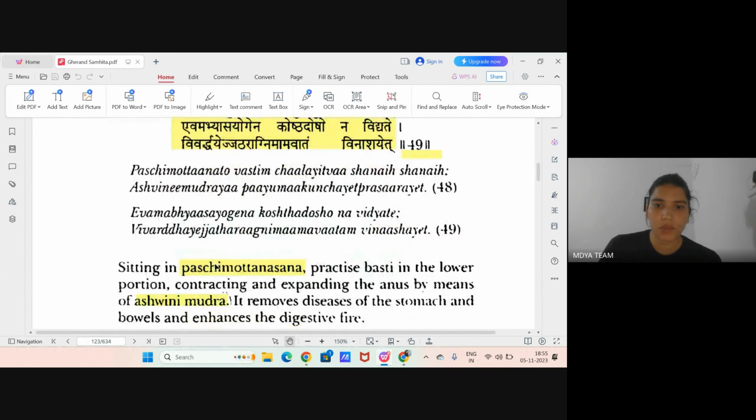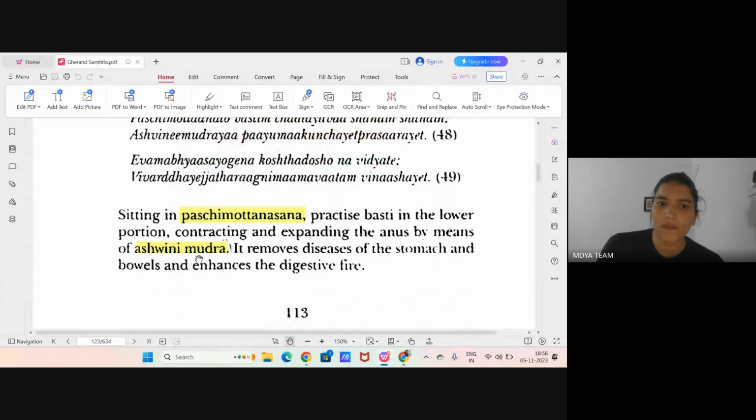So you have to sit in Paschimottanasana. You have to practice Basti in the lower portion by contracting and expanding the anus. You have to do the same technique. In Jalabasti also, you are contracting and expanding your anus region. In Sthalbasti also, the same thing is repeating. But one is in the Utkatasana or in the water, and this one is in the Paschimottanasana, and we are doing it on the land. In this, there is one other specification: you have to do Ashwini Mudra also. So with Paschimottanasana, you have to contract and expand the anus by means of Ashwini Mudra.